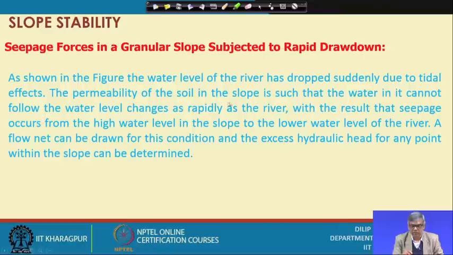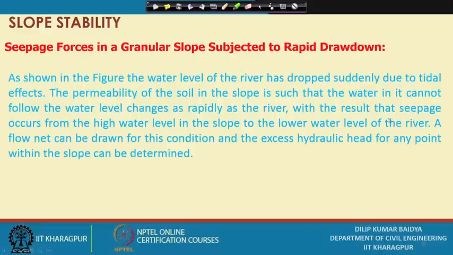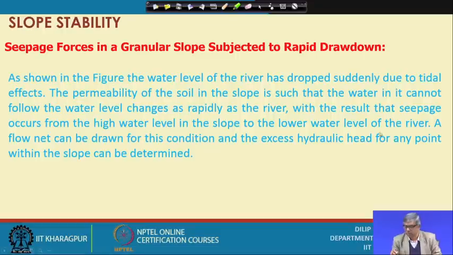The permeability of the soil in the slope is such that the water in it cannot follow the water level changes as rapidly as the river. River water is drawn down quickly, but inside the soil it could not come out, with the result that seepage occurs from the high water level in the slope to the lower water level of the river. That means, a flow net can be drawn for this condition, and the excess hydraulic head for any point within the slope can be determined.